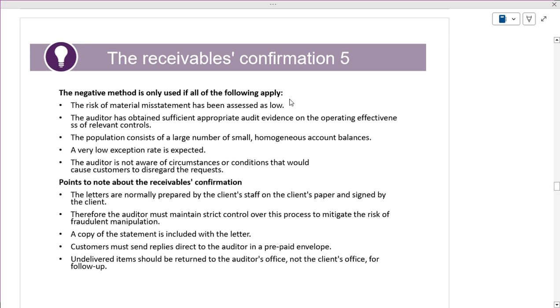When we are using the negative confirmation, in some cases the people who have to pay us will not respond. The negative method is only used if the risk of material misstatement has been assessed as low.